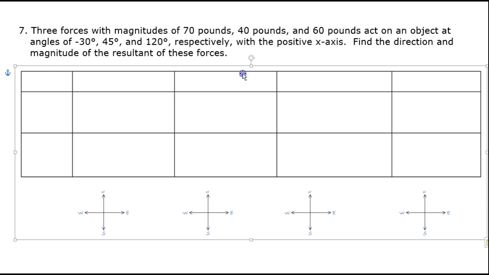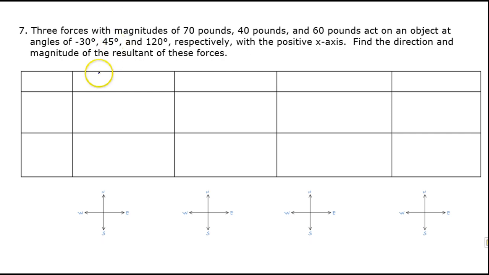Now, this particular problem involves three different vectors. That's why I have so many columns. All right, watch how I lay it out. So we have three forces, and I will just call them force 1, force 2, and force 3. The last column is for the resultant. The top row is where we will record the magnitude and direction for each vector.